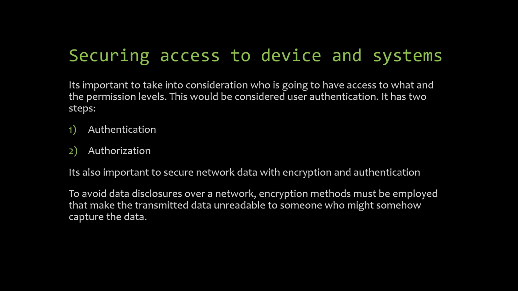You also want to secure network data with encryption and authentication. In some cases, it might be important to be concerned about disclosing information that is exchanged between network elements, computers, or systems. To avoid data disclosures over a network, encryption methods must be employed that make the transmitted data unreadable to someone who might somehow capture that data as it traverses the network.